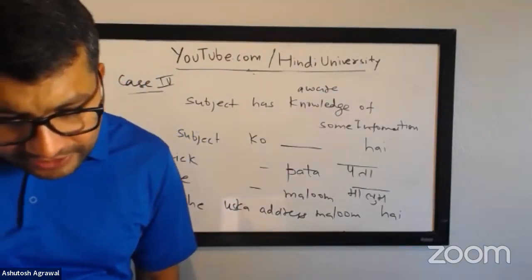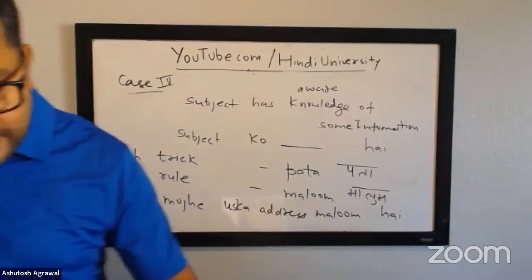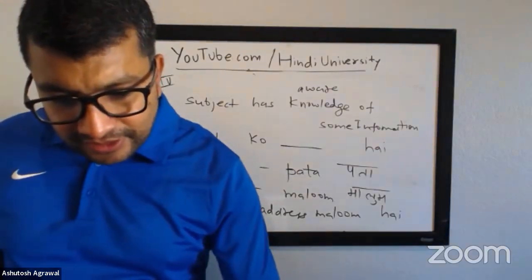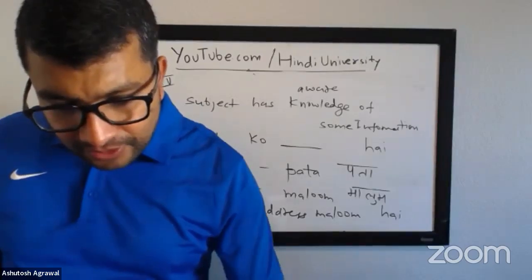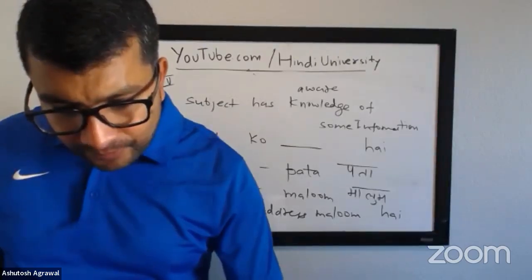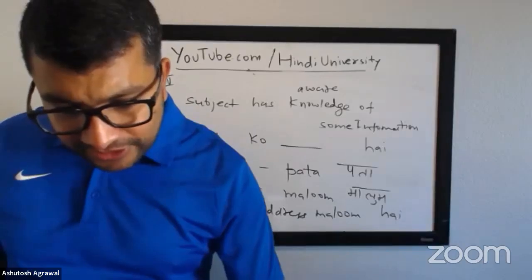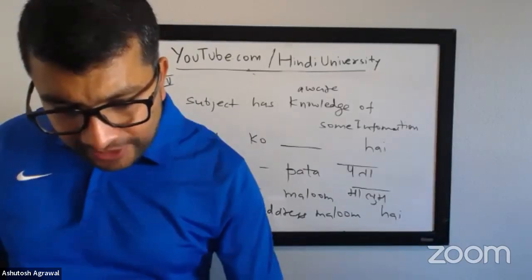Austin ji with a very good sentence. मुझे मालूम है कि आज रविवार है. Okay, I know that today is Sunday. Okay, and then मुझे दिशाएं पता है. I know the directions. मुझे भाषाएं मालूम है.